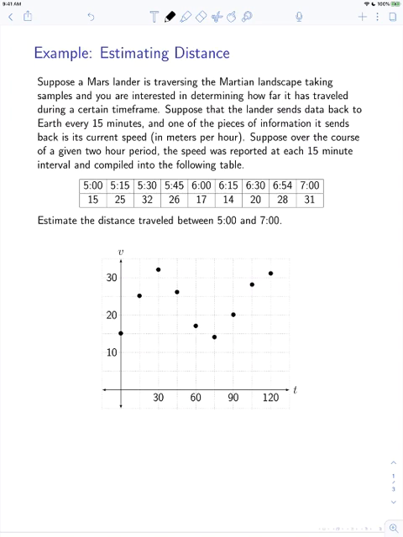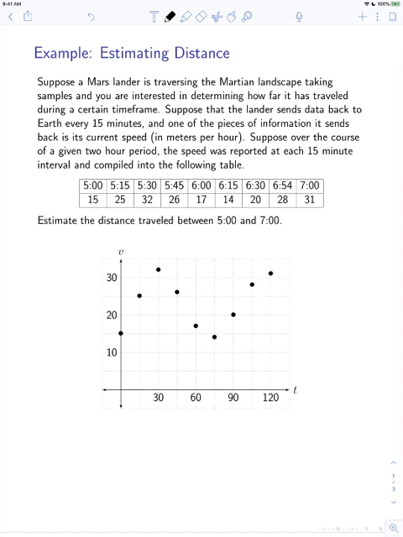Let's look at an example of estimating distance using left sums and right sums. Suppose a Mars lander is traversing the Martian landscape taking samples, and you are interested in determining how far it has traveled during a certain time interval. Suppose that the lander sends back data every 15 minutes, and one of the pieces of information it sends back is the current speed, in, let's say, meters per hour.